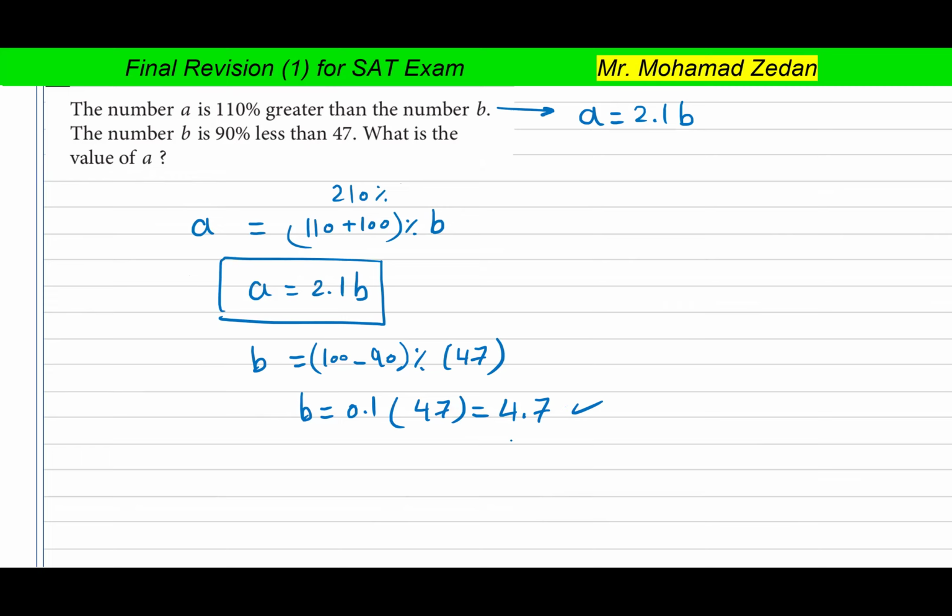What is the value of A? Just substitute. Take this B, substitute it here. Thank you. That's it. So A equals 2.1 times the value of B, which is 4.7. Who can give me the answer? So try to interpret or translate each sentence into a simple mathematical equation. This is the best way to solve this type of questions. I don't have any other way to solve. The answer is 9.87. Once you get a finite decimal in your answer, just insert it in the answer box in the exam. Thank you so much.